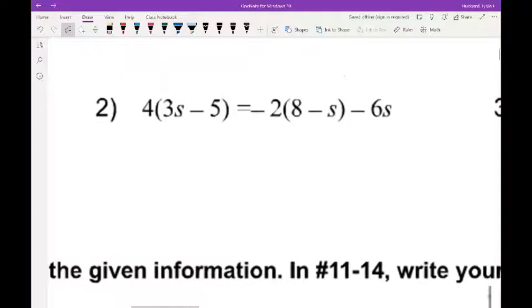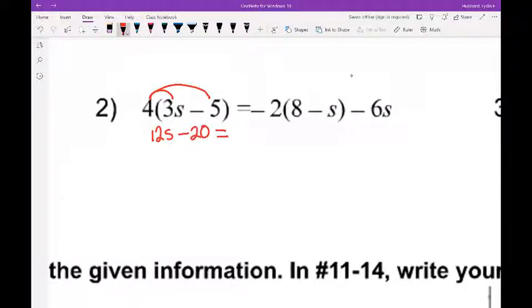So moving on to number 2. When we have parentheses like this, what we actually have to do first is distribute. So we should be multiplying 4 times 3s to get 12s first. And we also need to multiply 4 times negative 5 to get minus 20.